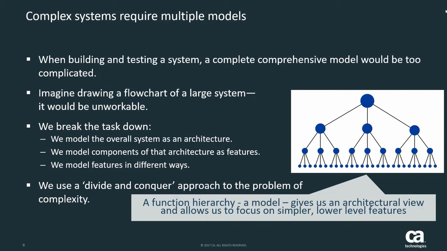So we break these tasks down, these models, from an architectural point of view. We might model an overall architecture, and then the components in that architecture are then modeled individually. And then there might be models of the relationships between the components in that architecture. So we do a divide and conquer approach. We break our large complex models into smaller, simpler models in order to understand the complexity.